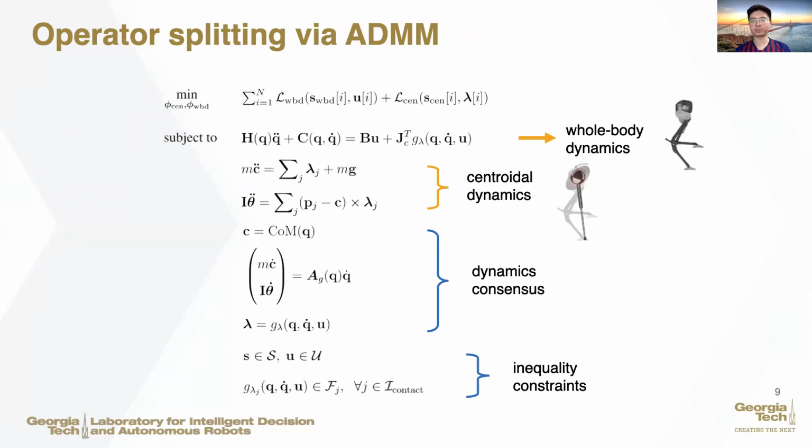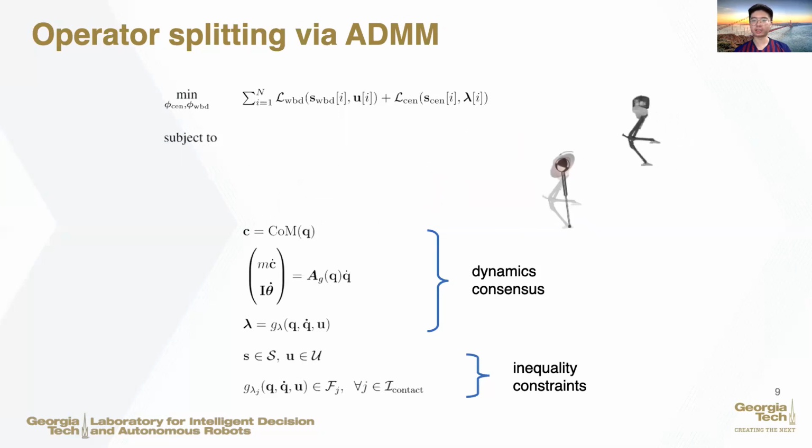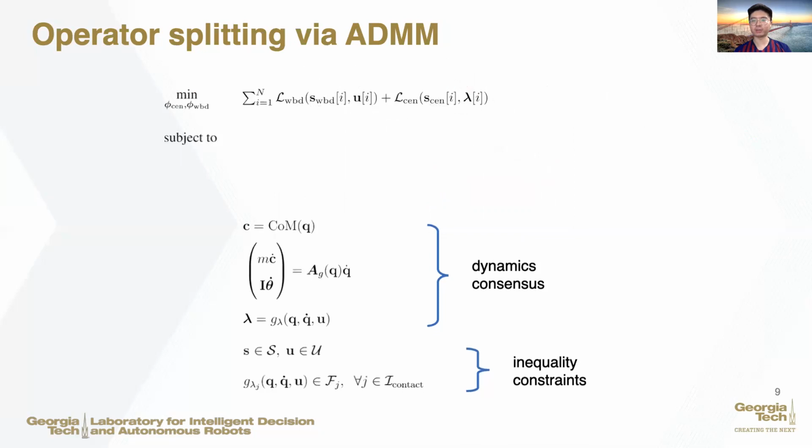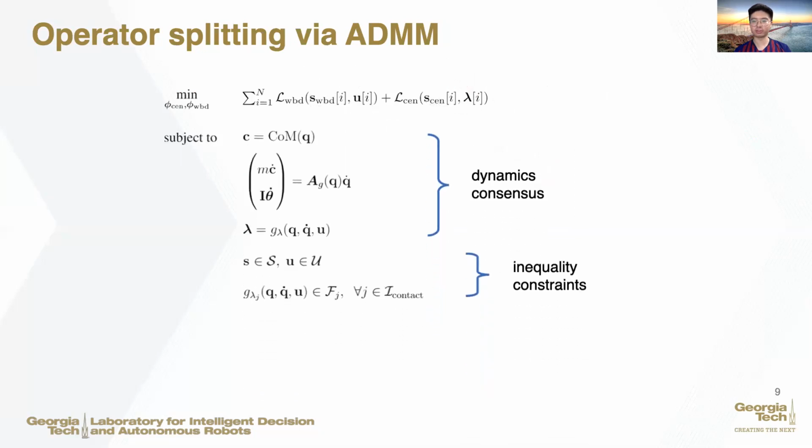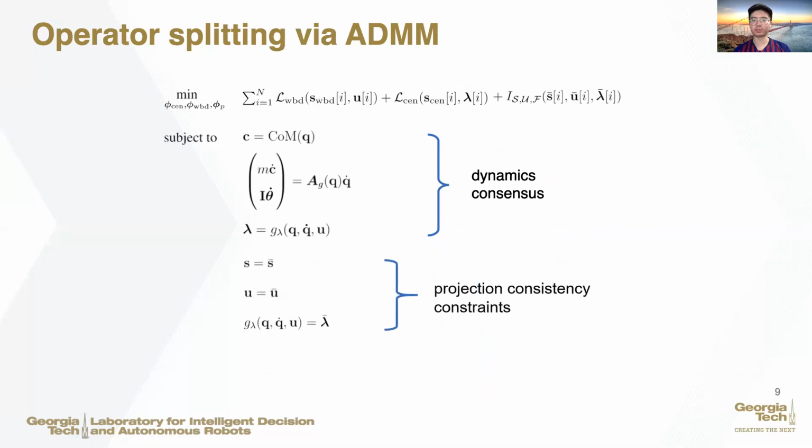Inspired by this multi-block ADMM, we are trying to make the original optimization formulation fit into the ADMM structure. We first embed the dynamics inside each model, and we let differential dynamic programming handle these dynamics equations separately. Then we introduce more auxiliary variables, S bar, U bar, and lambda bar, to create new projection consistency constraints. The new projection block is constructed by encoding the inequality constraints inside the indicator functions.